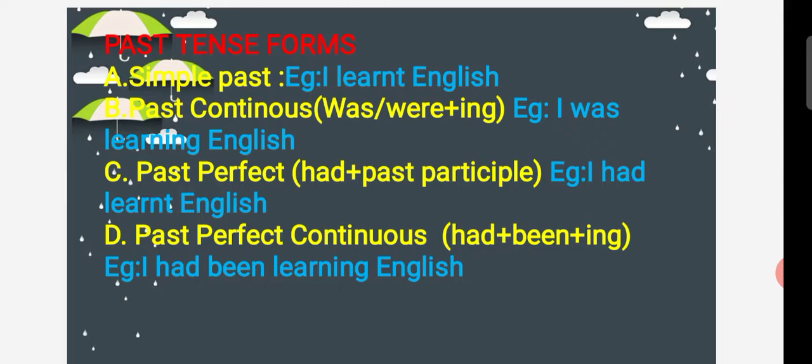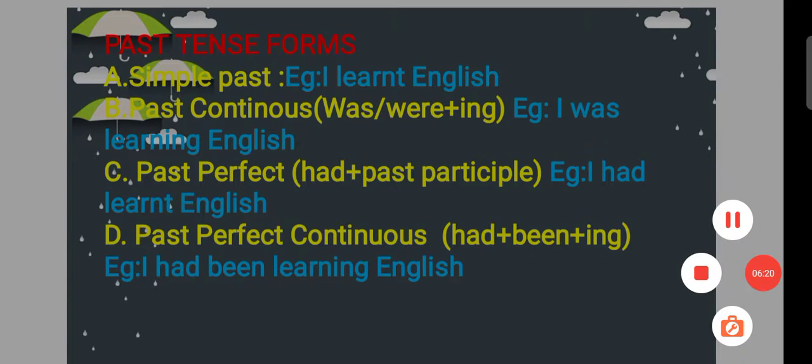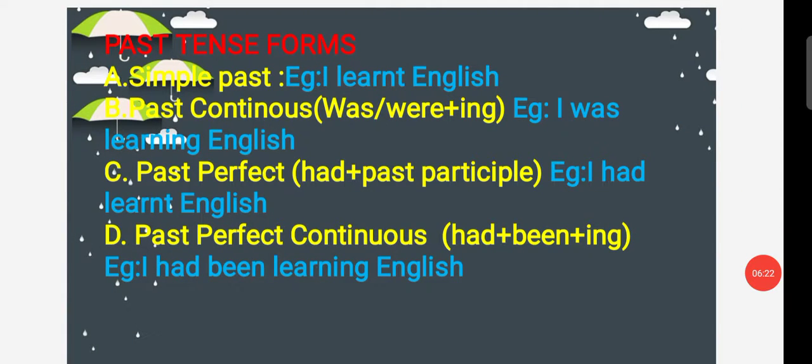If it is past continuous tense, I was learning English. So was or were plus ing. I was, she was, it was, they were, we were. If there are many, you have to use were. If it is only one person, was. Was, were plus ing should come because it is a continuous tense. That is why you have to use ing. Example, I was learning English.